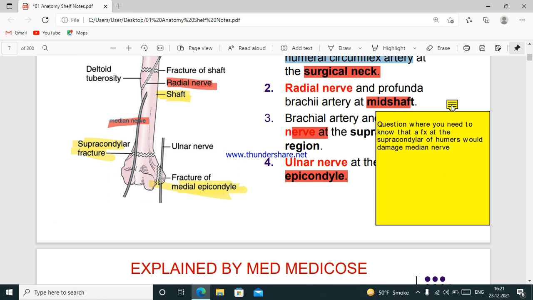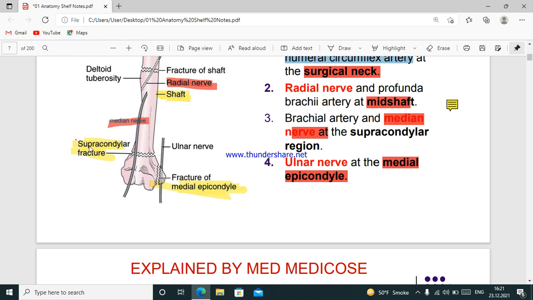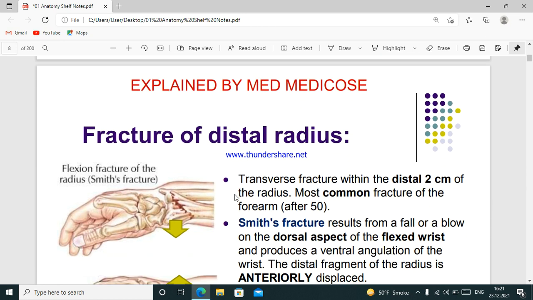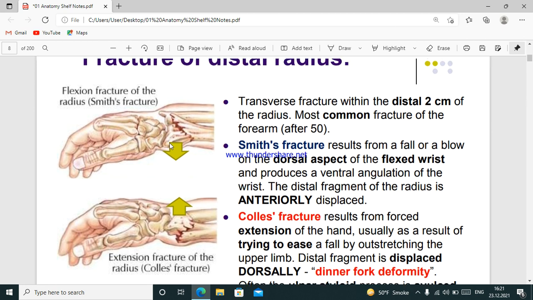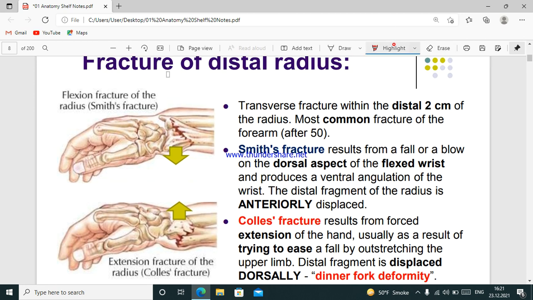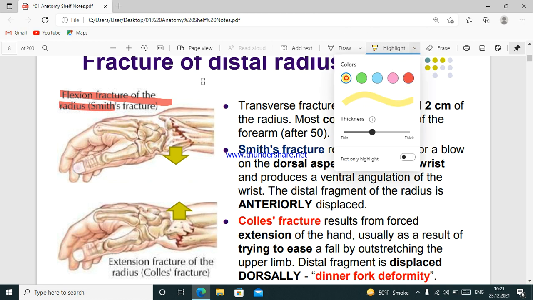And the other question is where you need to know about the fracture at the supracondylar region of the humerus: would you damage the median nerve? If there is a fracture in this supracondylar region, the median nerve may be damaged. The other one is fracture of the distal radius. We have to know about the types here. There are two types. The one is the flexion fracture of the radius. Here we have what?